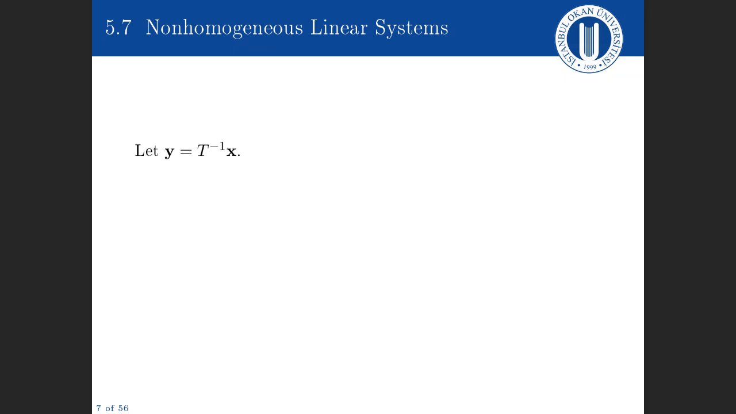So what's the key step? This is the key step. The whole of this method is based around doing a substitution. We're going to be doing the substitution y is equal to T inverse x. Everything in this method is based on y is equal to T inverse x, or equivalently, x is equal to Ty.